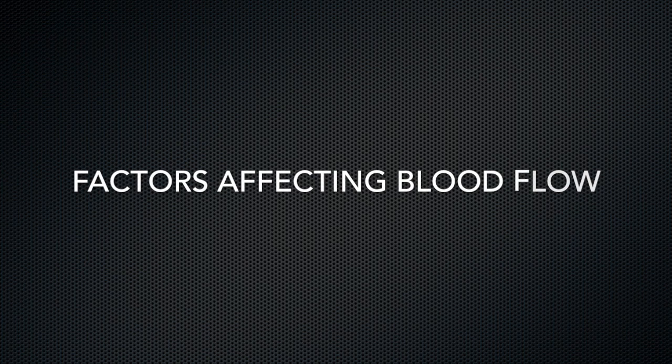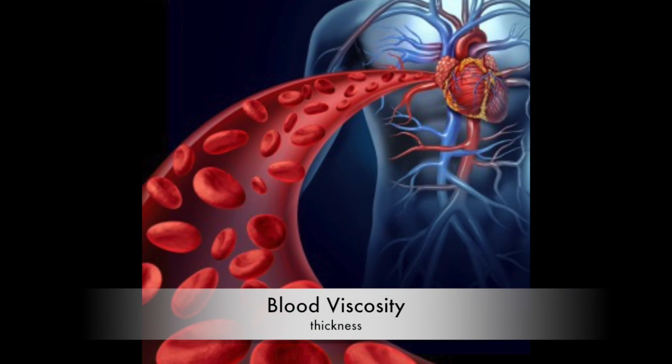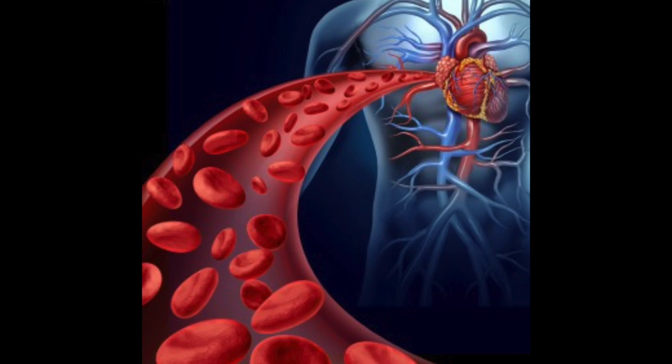Factors affecting resistance to blood flow. A few factors affecting resistance to blood flow would be blood viscosity, vessel length, and vessel radius. Viscosity is the resistance to flow of a fluid. Blood viscosity is therefore related to the thickness of the blood. If the blood viscosity increases, resistance to blood flow through the vessel increases. Excessive increase in the number of red blood cells results in higher blood viscosity.